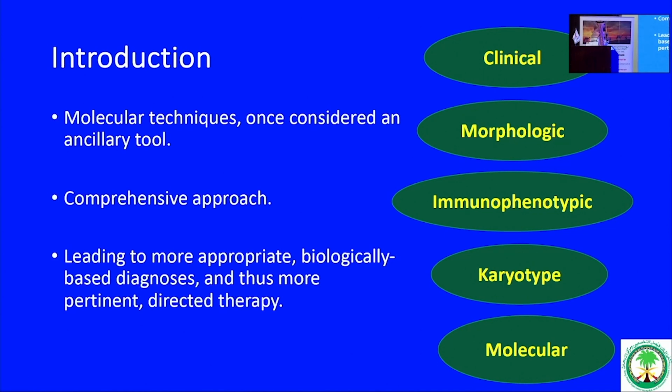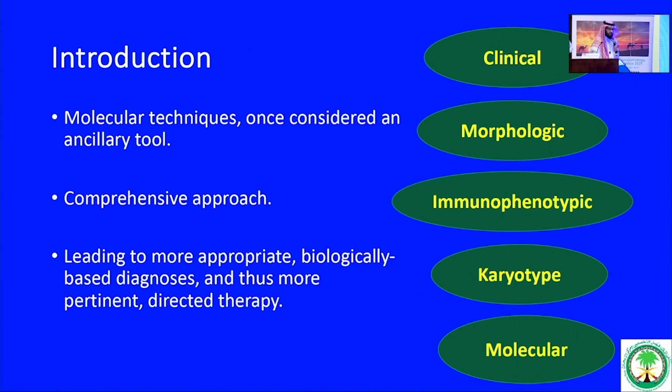Now, we should always use a comprehensive approach. So it's not just the morphology. Morphology is still critical, still the gold standard, but we need to have a more comprehensive approach, including morphology, clinical presentation, immunophenotyping, flow cytometry, karyotyping, FISH, and molecular technique. So we should think of all of the neoplasms, myeloid neoplasms, lymphomas, and others as a comprehensive, integrated approach for these cases, looking at the clinical aspect, looking at the morphology, and adding the molecular as supporting.